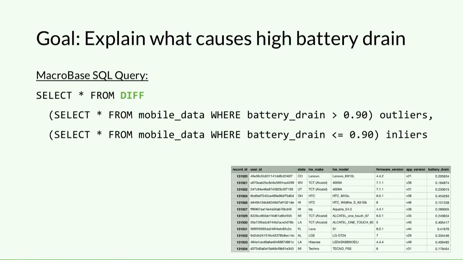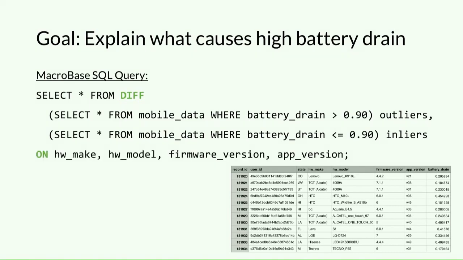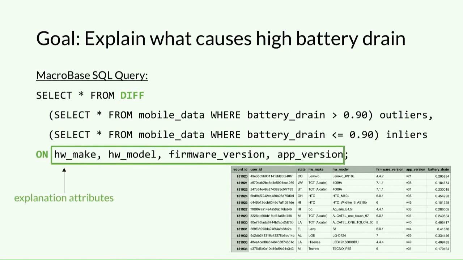And that's the basics of MacroBase. That's what it's doing at a high level, right? Now, it's trying to find these features, but you have to define the feature space for what MacroBase wants to look at. So what you can do is say, okay, I want to look at these particular attributes, these particular columns in my table. I want to look at the hardware make, the hardware model, the firmware version, and also the app version as well, right? So these are the explanation attributes, okay?